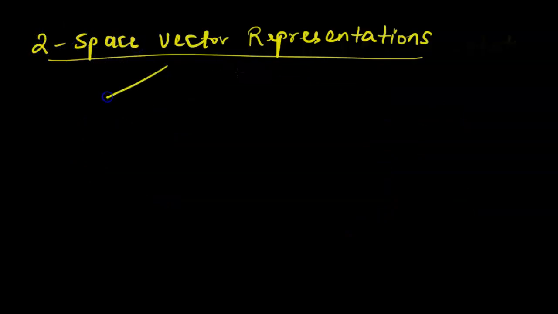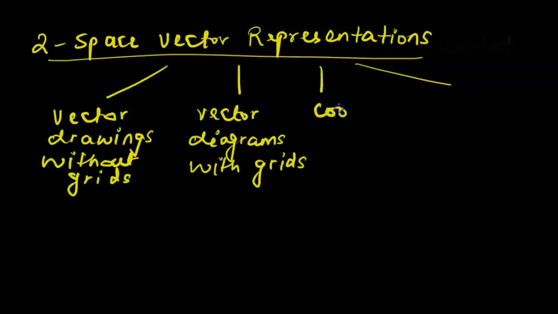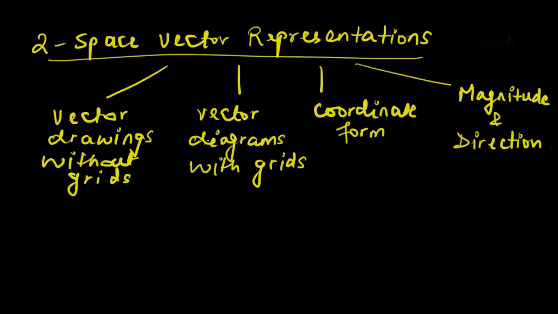So let's talk about two-space vector representations first. Now in two-space, vectors can be represented in these four different forms. One is vector drawings without grids. Second is vector diagrams with grids. Third is coordinate form. And fourth is magnitude and direction form. We can convert one form to the other. Let's take this form first. This is a simple form that we have already done.